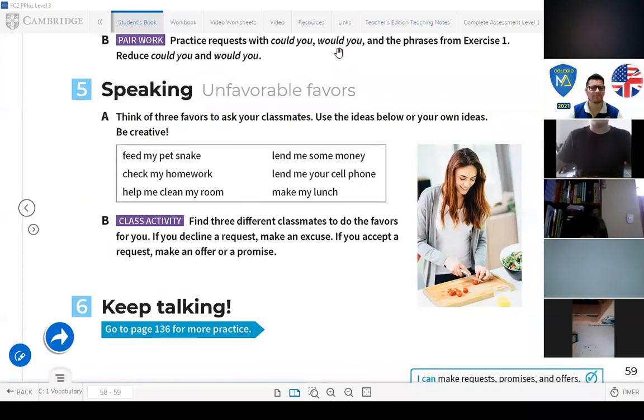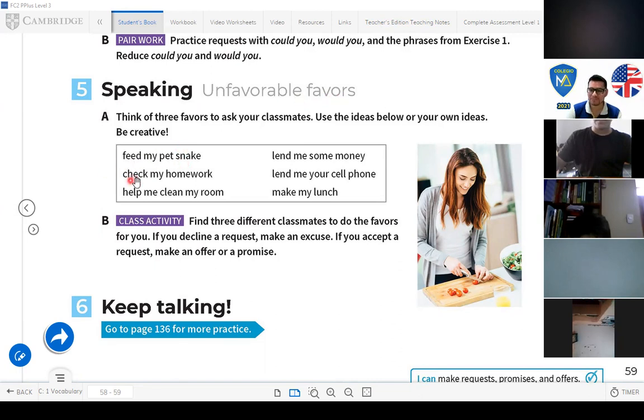Here we have some favors that you can ask, no? Feed my pet snake. Oh my God, can you imagine that? To ask a friend to feed your pet snake. ¿Te imaginas? ¿Qué te podría decir tu amigo, tu amiga, no? O tu familiar si le dices feed my pet snake. Alimenta mi mascota serpiente. My God, that's so unfavorable favor, right? No es un favor muy favorable. Okay, no, feed my pet snake.